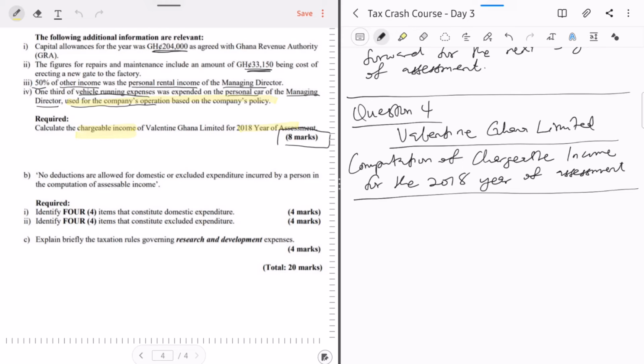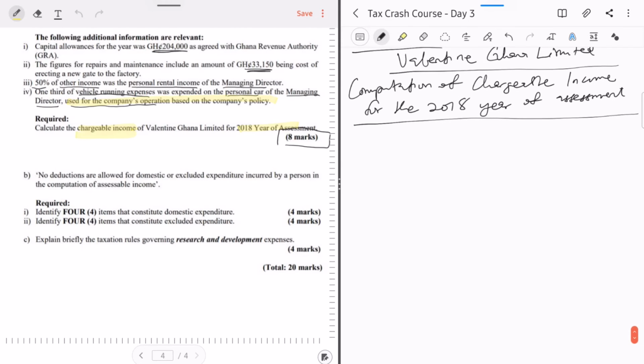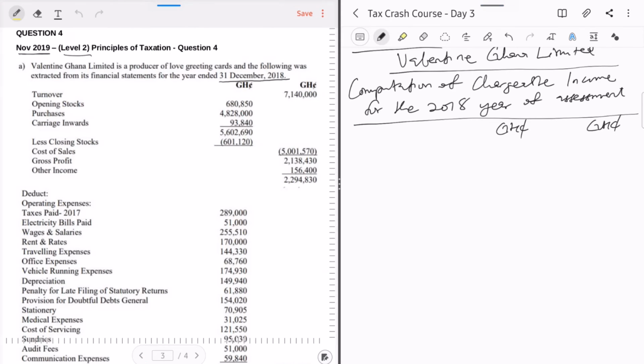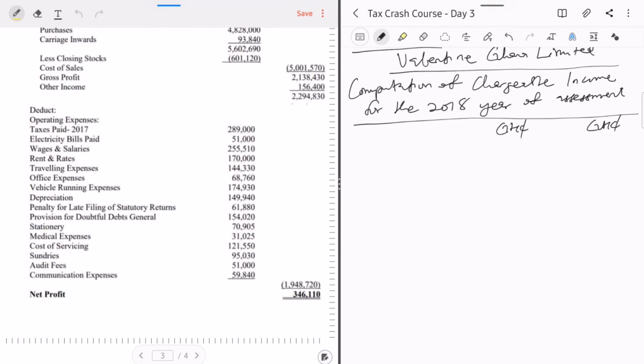That's it, right? Then let's create 2 columns. So Ghana City. You always start with what? Net profit, right?